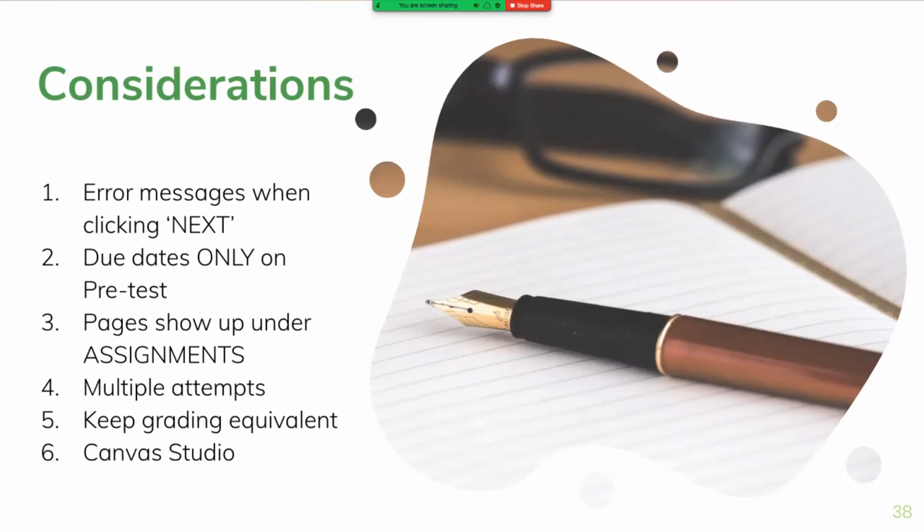Number five, make sure you are using either a 100-point scale for all things or just total points for the course, not both. And then lastly, Canvas Studio will work as part of the mastery path. Just make sure you include it in the module. And if you get stuck, just contact any ITC. We're happy to help you.